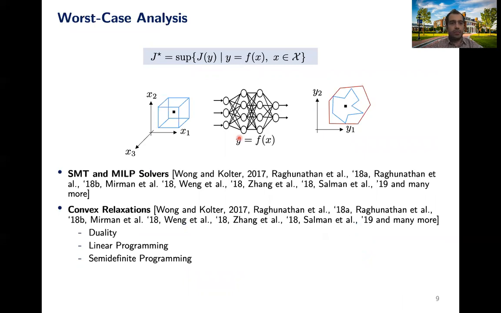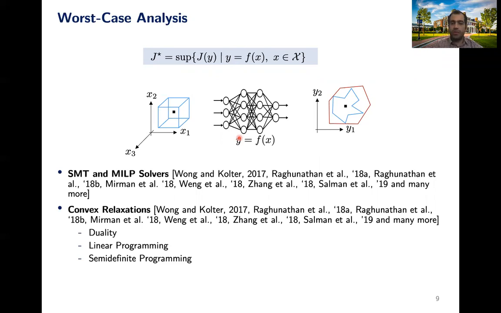More generally, we are interested in analyzing the worst case behavior of a neural network for a given set of inputs. So we define a performance function J on the output space of the neural network, and our goal is to find the worst case value of this performance function, or at least find an upper bound on the maximum value of this performance function when the input of the neural network belongs to some bounded set. So this is obviously a non-convex optimization problem because of presence of nonlinearities in the neural network.